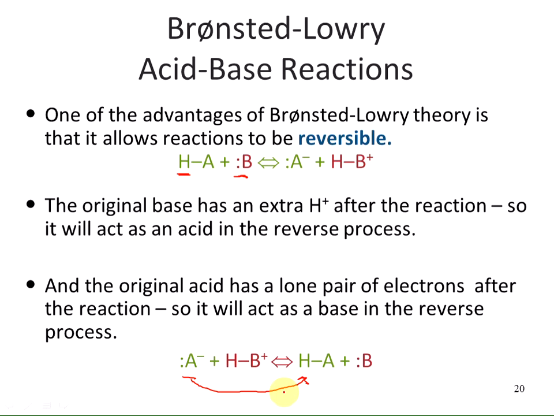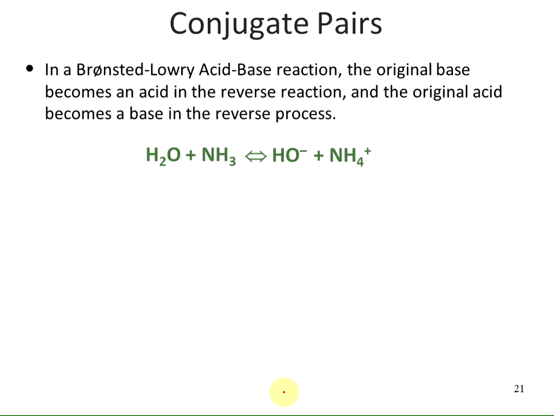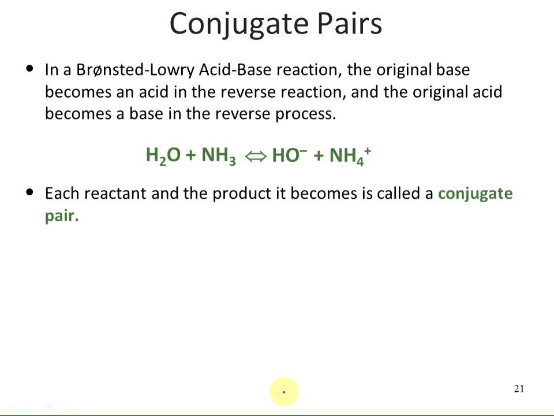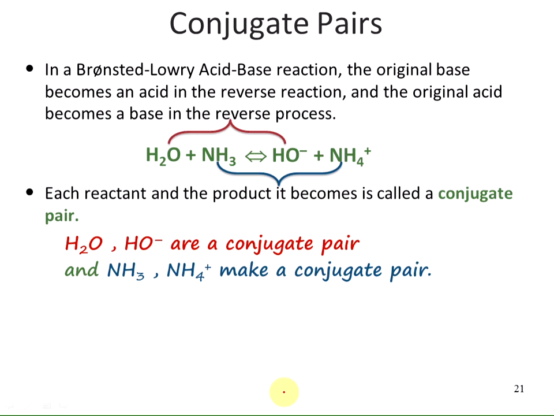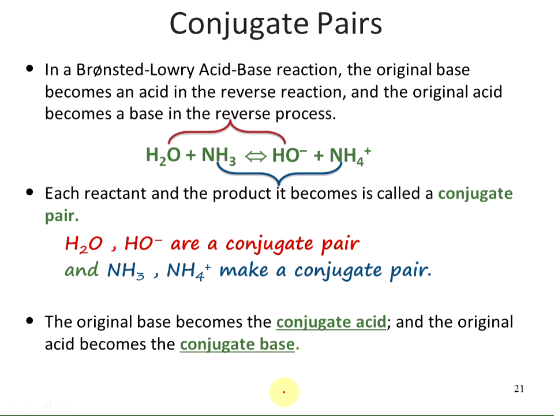and this introduces us to the concept of conjugate acid-base pairs. In a Brønsted-Lowry acid-base reaction, the original base becomes an acid in the reverse reaction, and the original acid becomes a base in the reverse process. Each reactant and the product it becomes is called a conjugate pair. So in our example here with ammonia reacting with water, water and hydroxide are a conjugate pair, and the ammonia and the ammonium make a conjugate pair. The original base becomes a conjugate acid, and the original acid becomes the conjugate base.